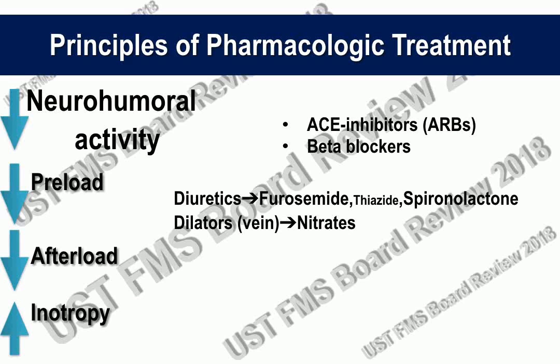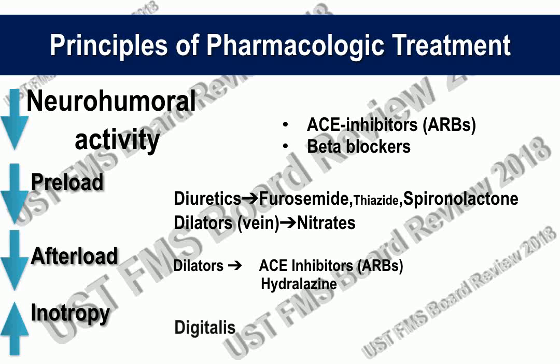Dilators can also be given to decrease preload. You want to decrease venous return, and that can be achieved with your nitrates. Your afterload needs to be reduced in order to optimize the treatment of your heart failure, and that is achieved by your dilators, which is also, of course, your ACE inhibitor and sometimes your hydralazine. And finally, for patients who have systolic heart failure, sometimes we give digitalis, which is an inotropic agent, and in rare cases we give dobutamine, sometimes for cardiogenic shock, or other sympathomimetic agent.